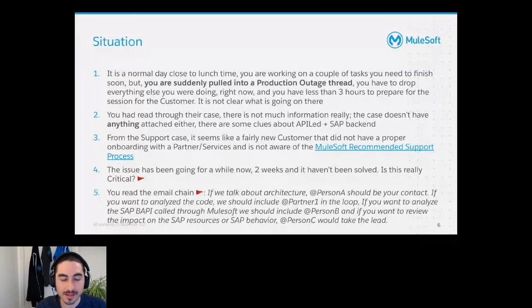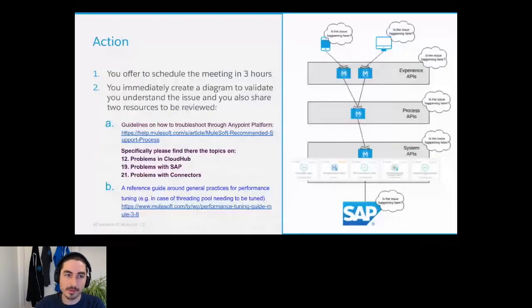You can tell, at least from my point of view, this is another red flag. This analysis with the different people should have been done internally, and some kind of triage process should have taken place. It doesn't seem that it happened. So what else can you do? You offer to schedule a meeting in 3 hours. It's as much as you can get to prepare.